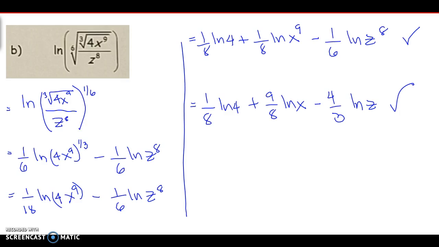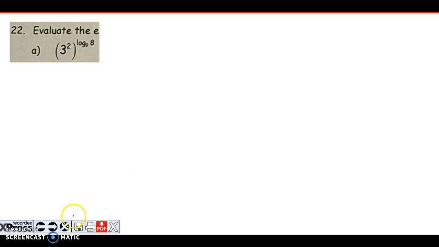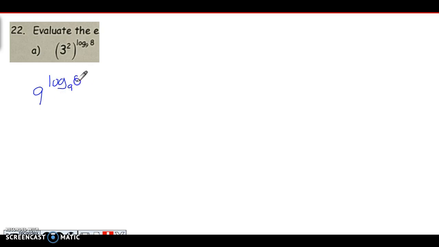Okay, let's see if we can get some more of these. All right, so the next one will be number 22. All right, so you may want to rewrite this. You know that 3 squared is 9, so just make it simplified. So 9 to the log of 9/8.